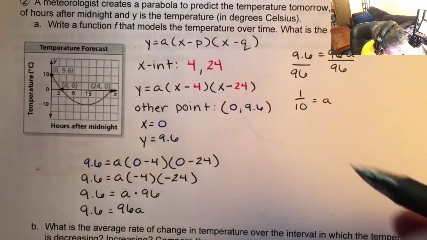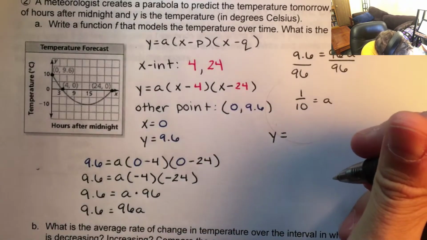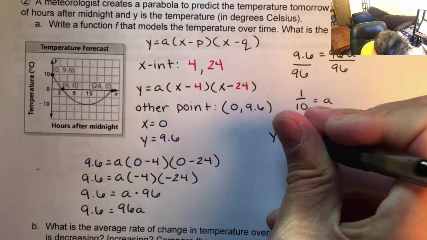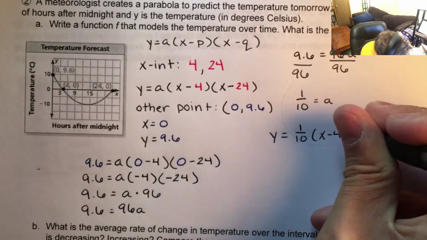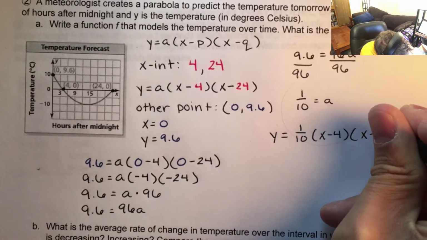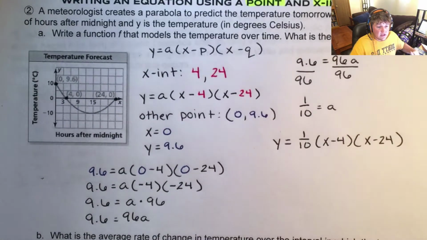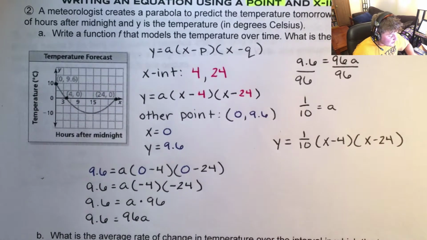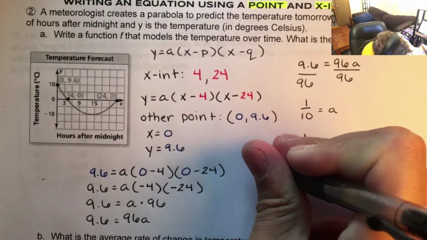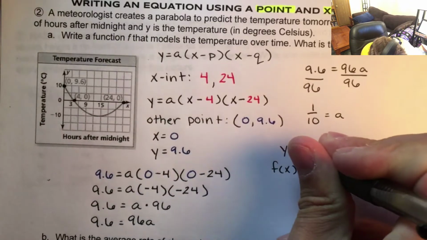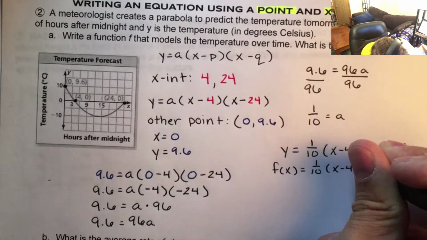Okay, lastly, let's just put all the parts together. My final equation is y is equal to 1/10 times x minus 4 times x minus 24. Okay, so that is the function, and it wants the function written as the function f. So instead of y, we should say f of x is equal to 1/10 times x minus 4 times x minus 24.